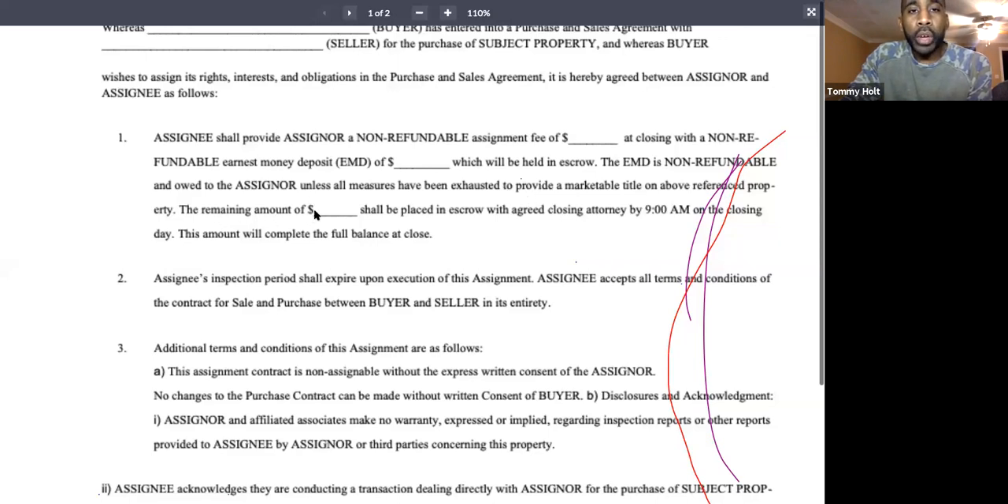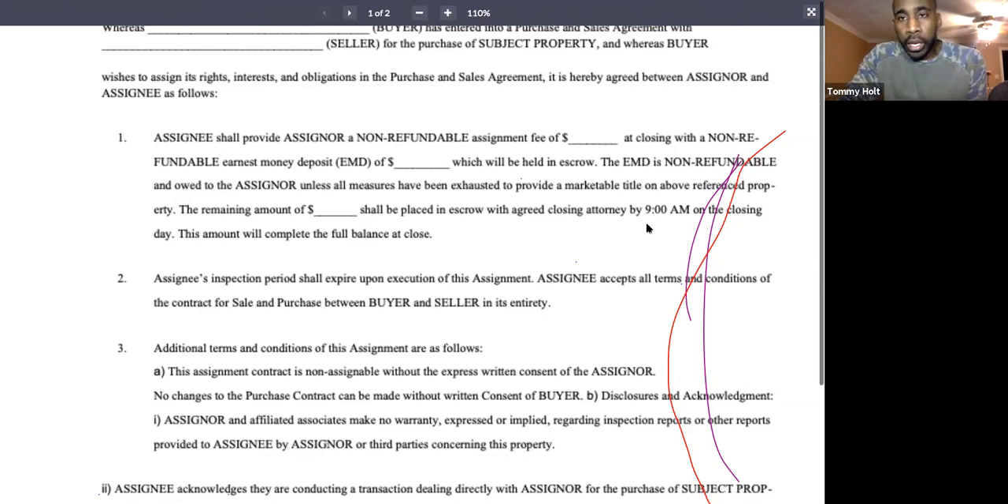The remaining amount of blank, all you're going to do is take out the difference of whatever this earnest money deposit is. The remaining amount of blank shall be placed in escrow with the agreed closing attorney by 9 a.m. on the closing day. This amount will complete the full balance at close. I added this in because I got tired of sitting down at a closing that was supposed to start at 11 o'clock and the buyer still has to go to the bank because they didn't wire the money yet, and then you're waiting around for another 3 hours for the wire to hit.